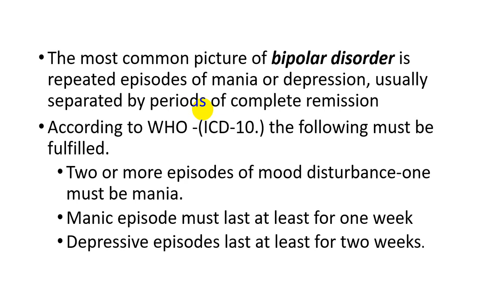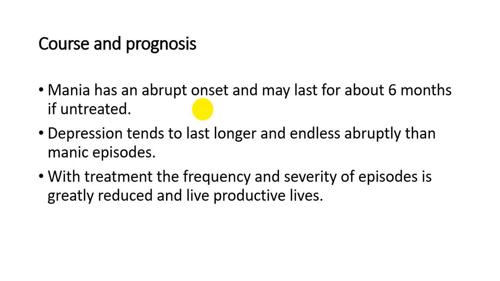Mostly it lasts for 1 week. Then the person shifts to depression. Under depression, the person may stay in the depressive phase almost 2 weeks. Abrupt remission may occur. Cause and prognosis: mania has abrupt onset and may last for about 6 months.